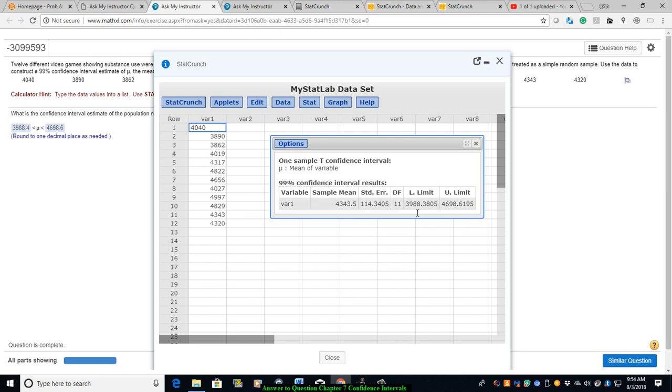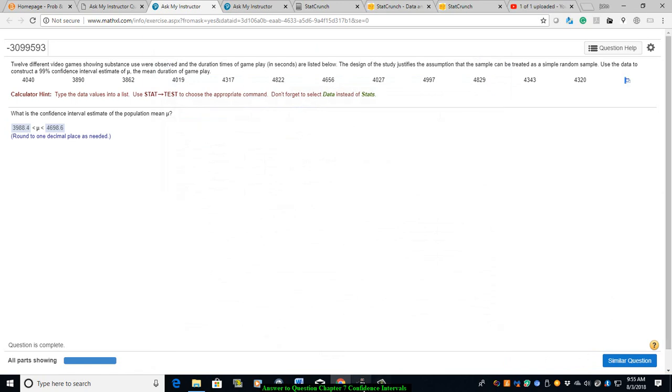Basically, here's your lower limit and your upper limit. Your lower limit is 3,988.4, it's going to round off to 0.4 there, and then 4,698.6 will round off to there. So it's going to give you the same thing whether you do MyStatLab or StatCrunch. Okay, thank you very much.